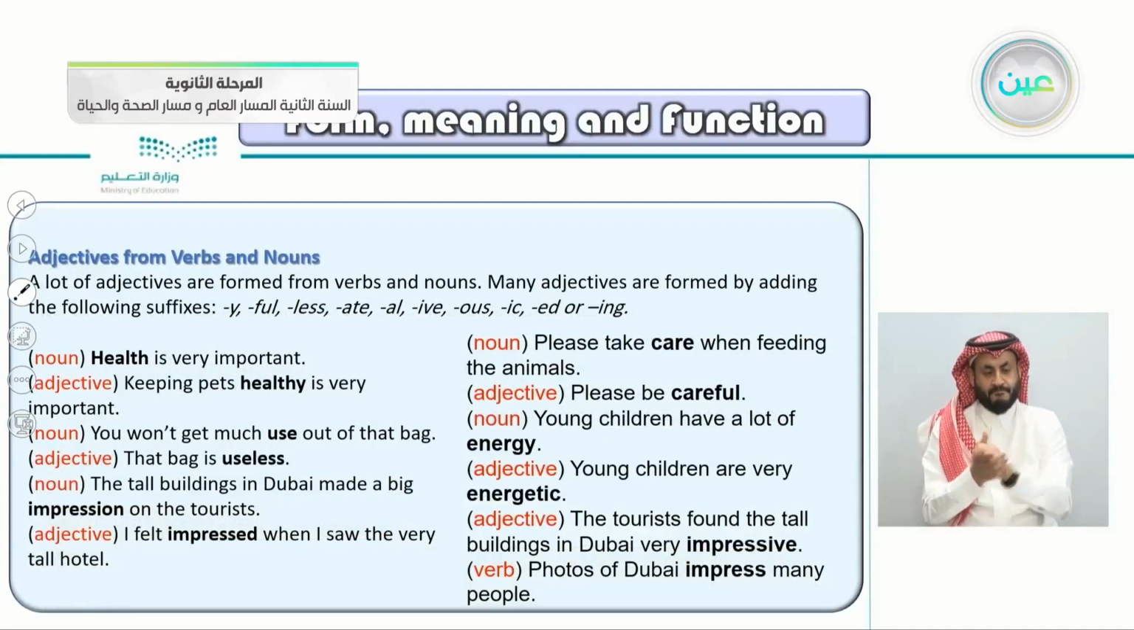Adjectives from verbs and nouns. If you remember, in the objectives, we said we'll be forming adjectives from verbs and nouns. Let's see how. A lot of adjectives, not all adjectives, are formed or derived from verbs and nouns. Many adjectives are formed by adding the following suffixes. The suffixes are the letters you see at the end of the word.